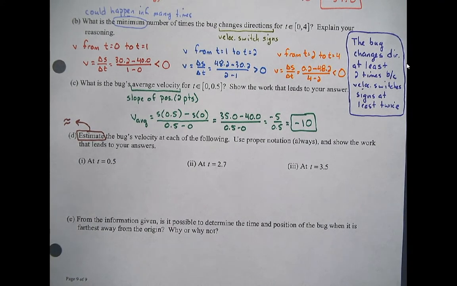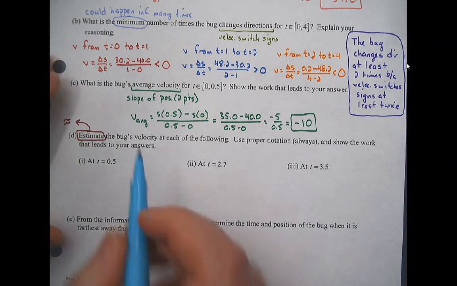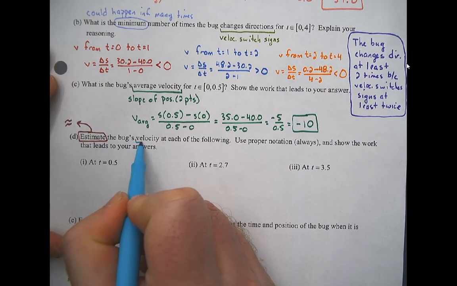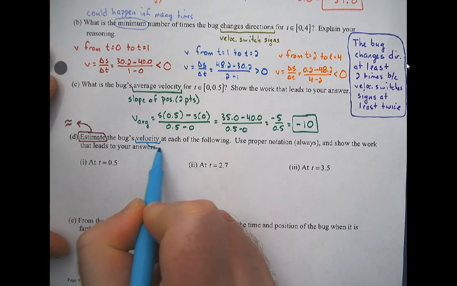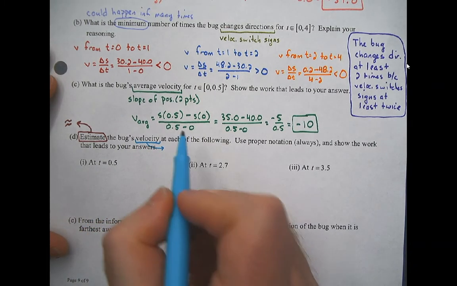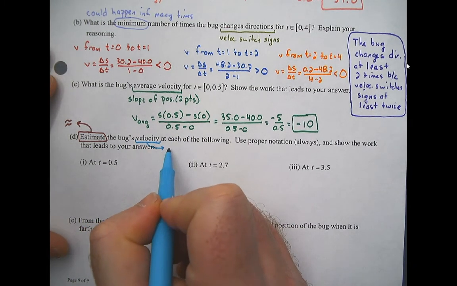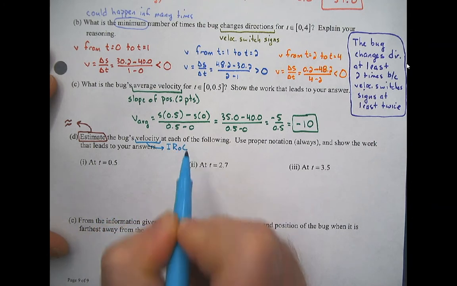Now, if I just say the particle's velocity, is that an AROC or an IROC? Since they just said velocity, this is an IROC. They didn't say average. They have to say average. So when they don't say average, they mean instantaneous rate of change.